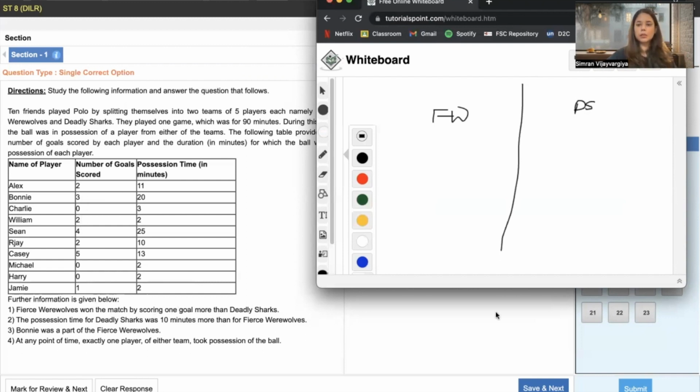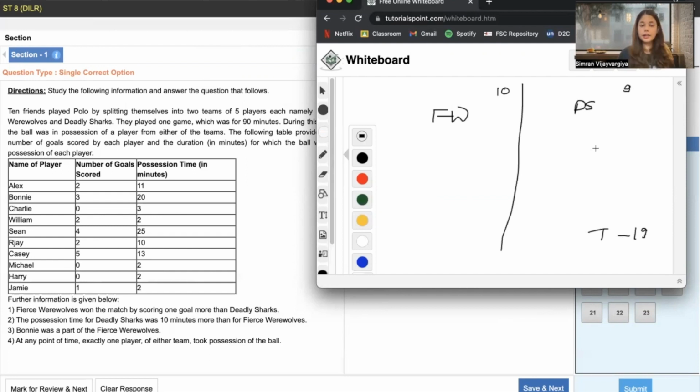So the total number of goals is 19. And we know that Fierce Werewolf won the match by scoring one more goal. So they have a total of 10 goals, and Deadly Sharks have a total of 9 goals. The possession time for Deadly Sharks was 10 minutes more than Fierce Werewolf.